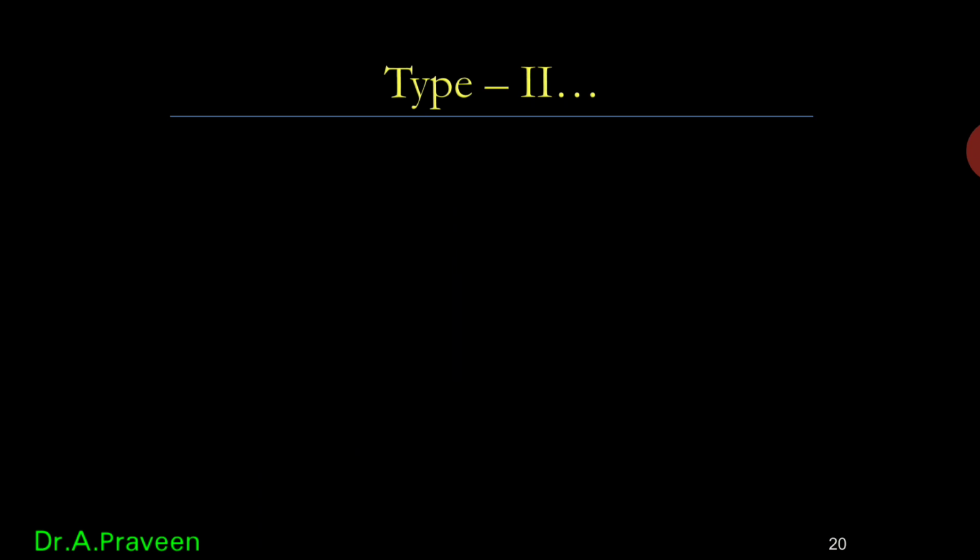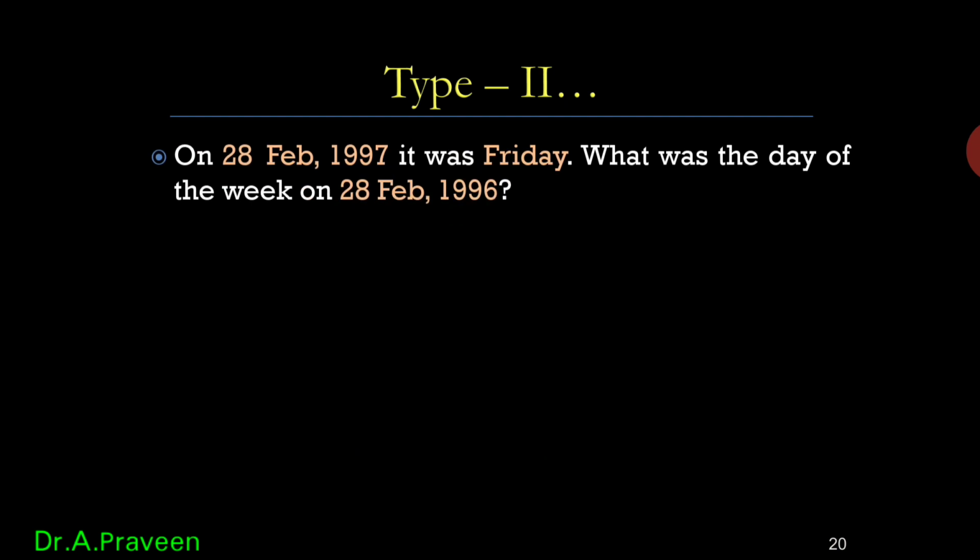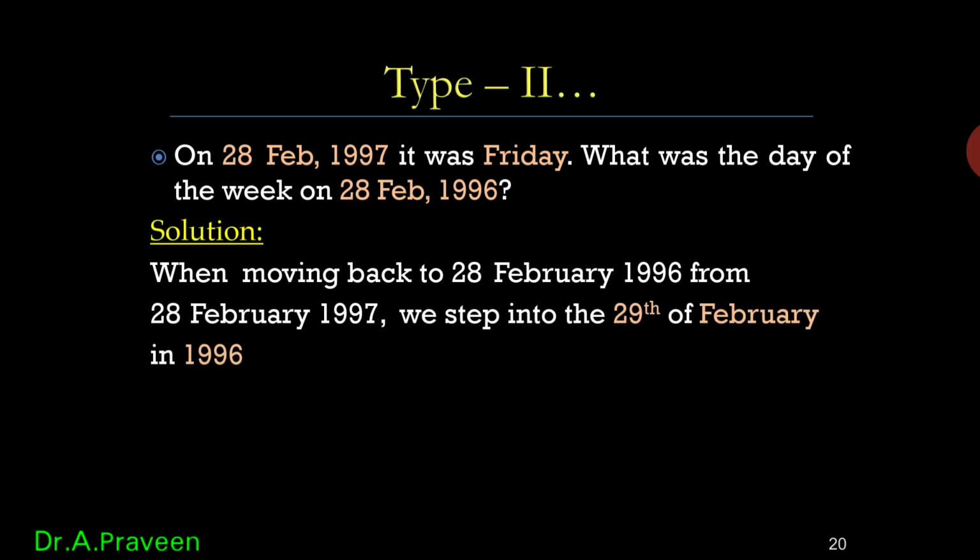Now we shall move to the next problem. If 28th February 1997 was a Friday, what will be the day of the week on 28th February 1996? So here also we move back from 28th February 1997 to 28th February 1996. As we move back, we step into the 29th of February in 1996, and 1996 is a leap year. So therefore, the month of February will have 29 days. So we step into that day before stepping into 28th February 1996. So therefore, it will be 2 days before Friday.